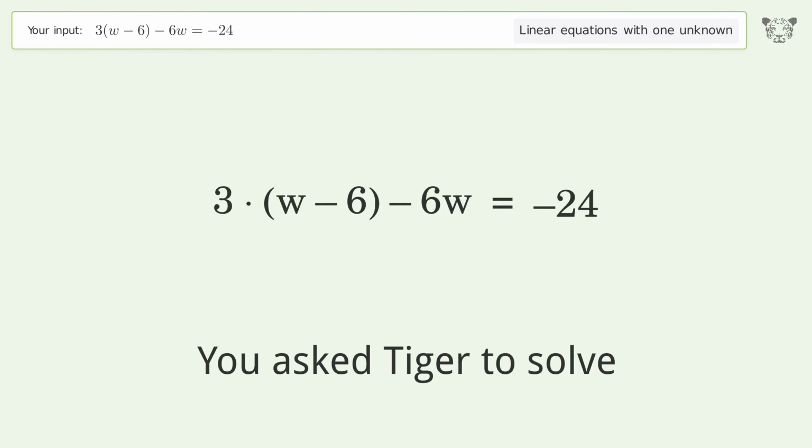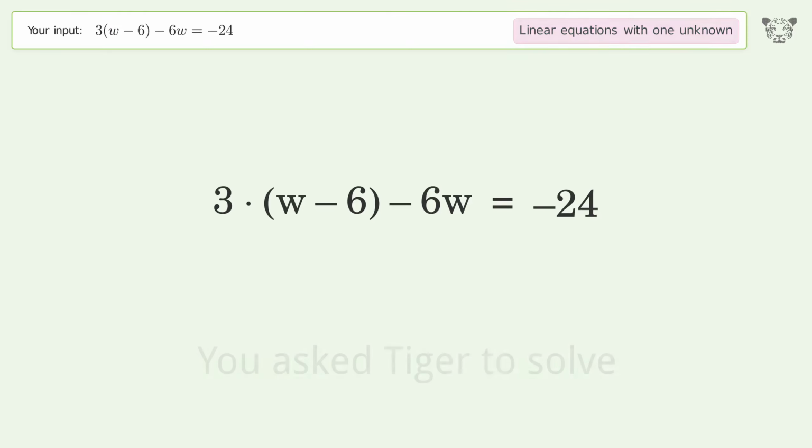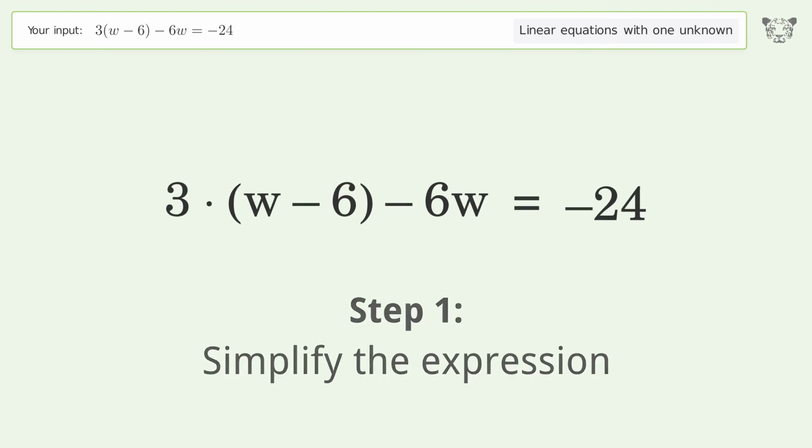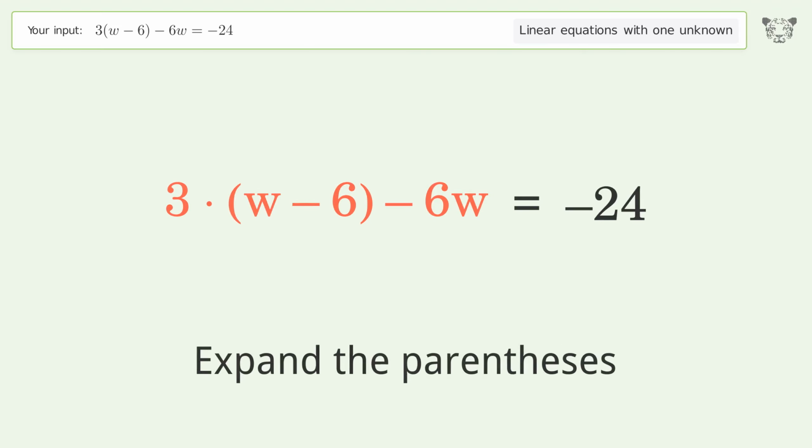You ask Tiger to solve. This deals with linear equations with one unknown. The final result is w equals 2. Let's solve it step by step. Simplify the expression. Expand the parentheses.